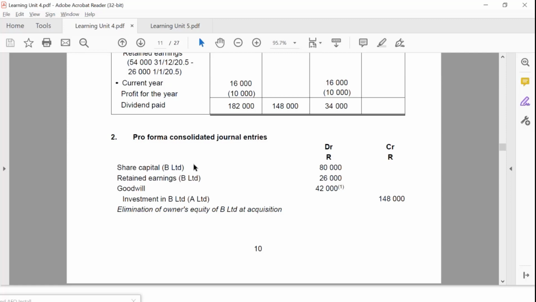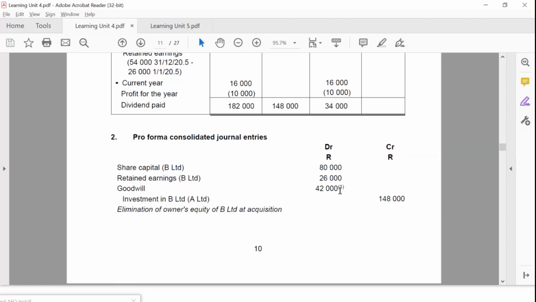You take the balances in the parent and the subsidiary, you join them together, and then you adjust the amount using the pro forma journal entries. So let's look at the pro forma journal entries. You debit share capital 80,000. We know why. We debit retained earnings 26,000. We know why. We credit investment of 148,000. We know why.